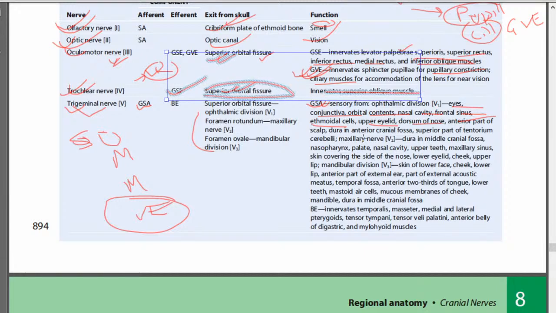Maxillary nerve V2. It supplies the middle cranial fossa, nasopharynx, palate, nasal cavity. Then the mandibular division: skin of the lower face, cheek.